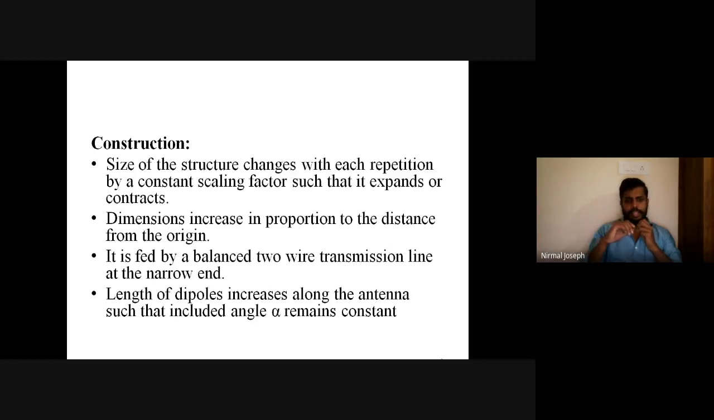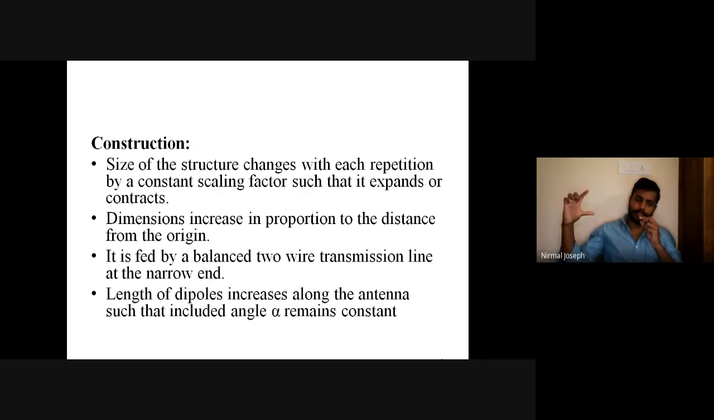It is fed by a balanced two-wire transmission line at the narrow end. As you already saw, the size of the elements is going to increase from one end to the other. So we will fix one end as the origin, and we will fix the elements in such a way that the dimension increases in proportion to the distance from the origin. That means as the distance from the origin increases, the dimension also increases.